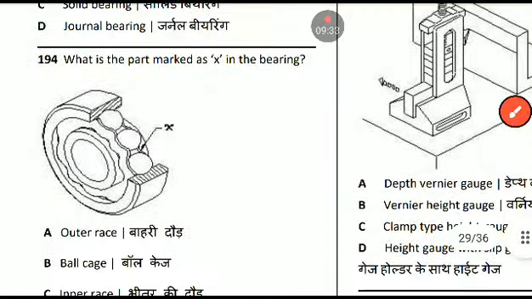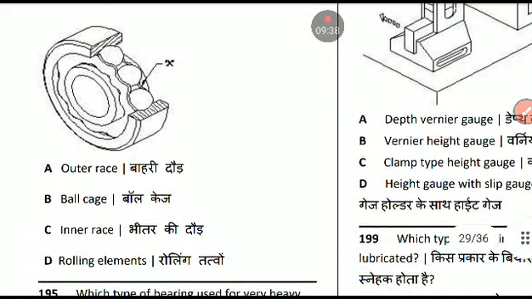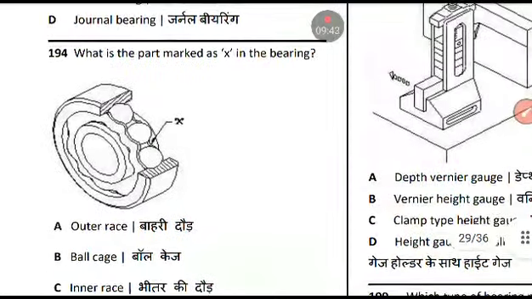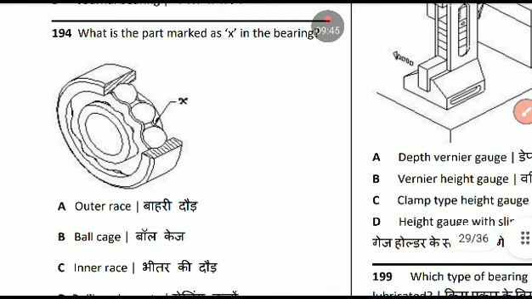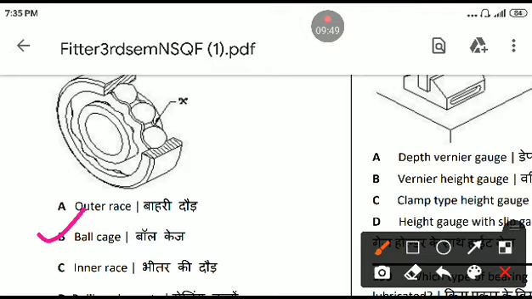What is the part marked as X in the bearing? Outer race, ball cage, inner race, rolling element. Ball cage. Option B, ball cage.